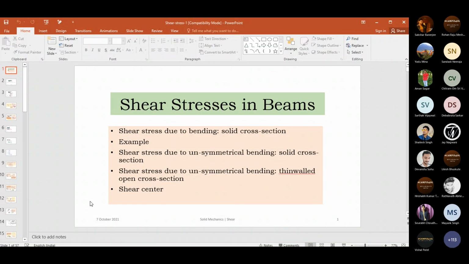We initially found out the equation for strain variation, that is y by r. Then we multiplied by Young's modulus and said that this is the stress. This is the stress in the case of symmetric bending, and this is the stress in the case of unsymmetric bending. It was very easy to derive. But in the case of shear stresses, we do not have that luxury. We do not know how the shear strains vary actually.